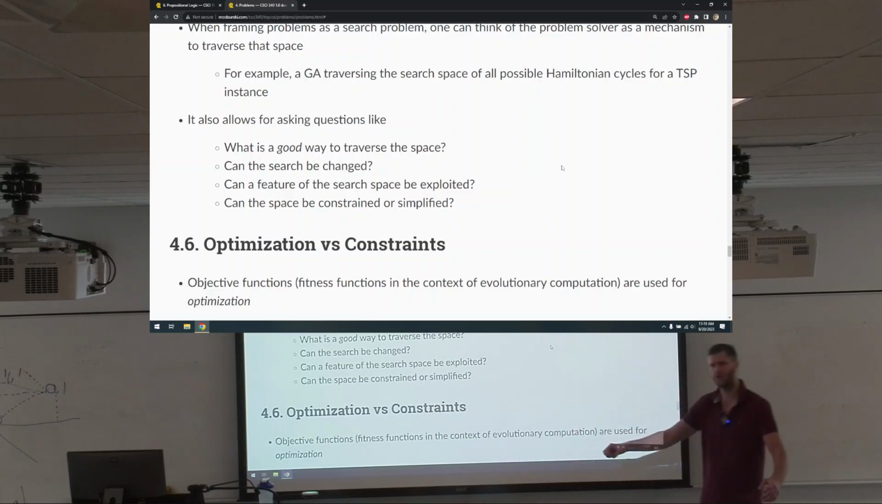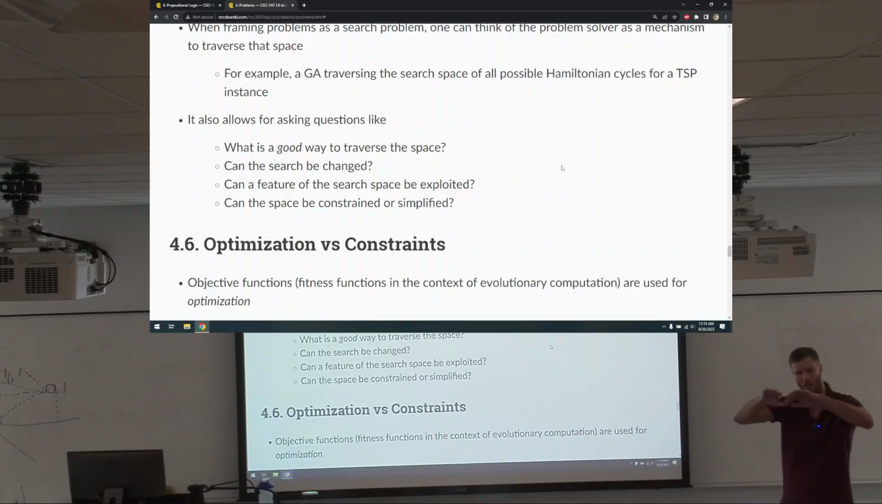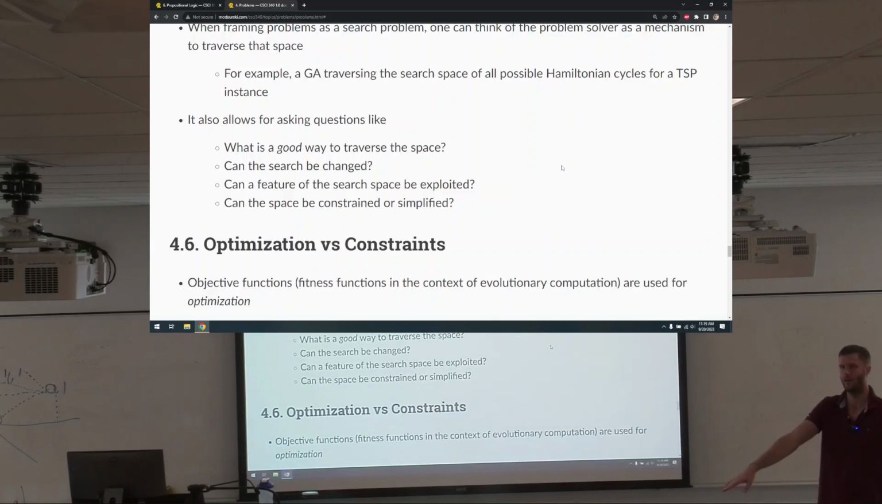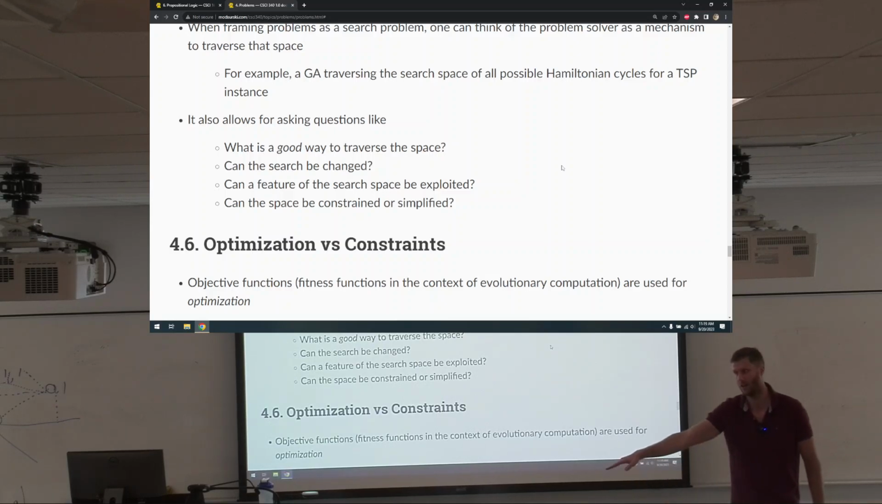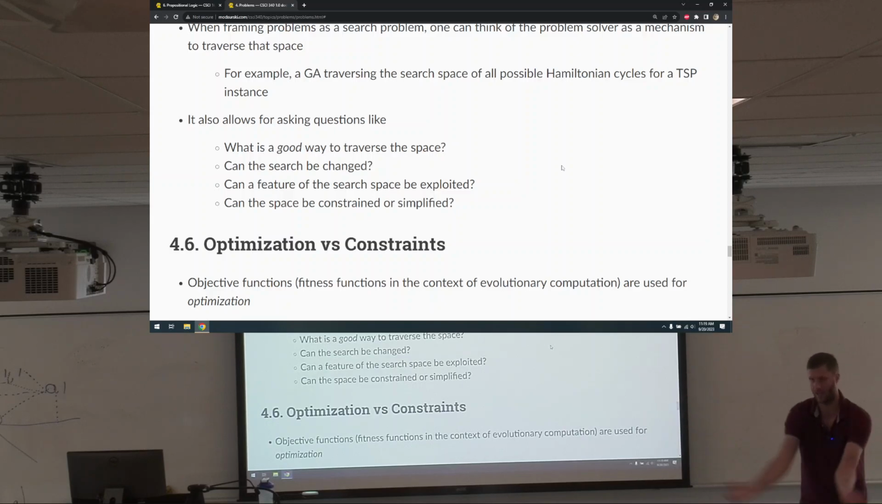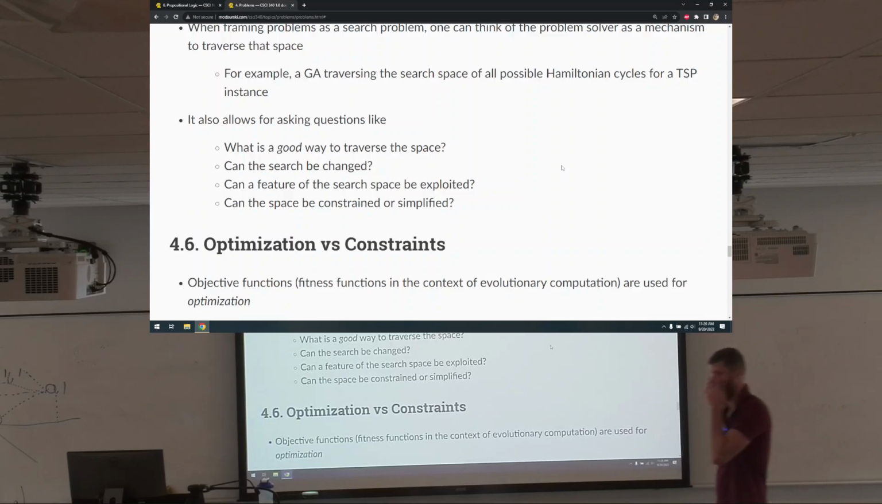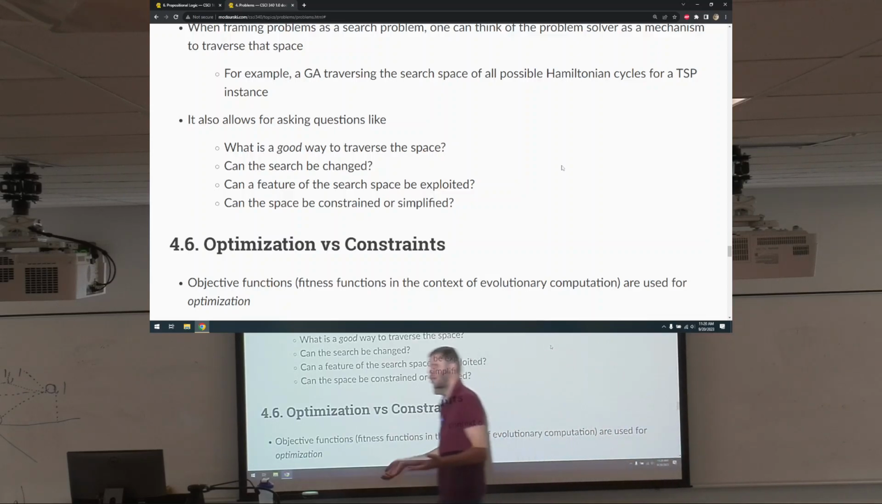Do I know the search space to be convex or concave? Meaning I know that if I found a gradient going that way, I should really follow it because there's a chance it keeps going that way. So you can think of convex or concave, right? If you want to maximize or minimize, think of a spoon, whether you're holding it this way or this way. Can the search space be constrained or simplified?